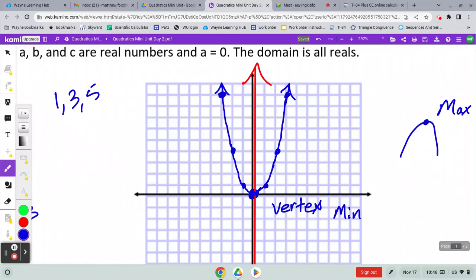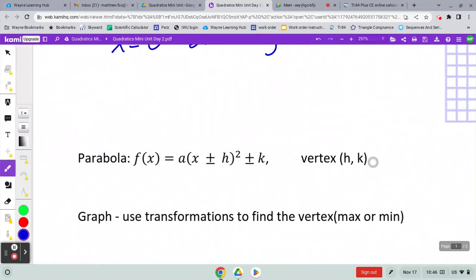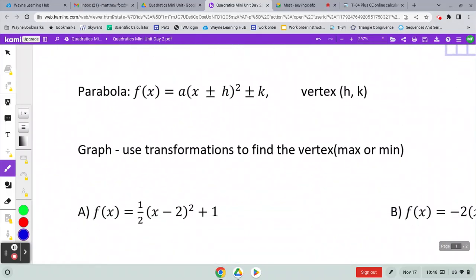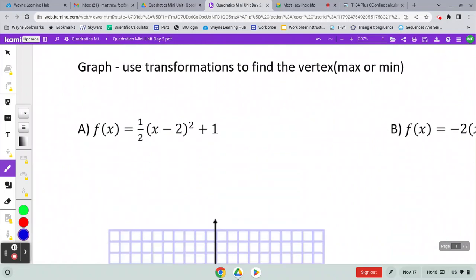Now, we're going to start. These bottom two are like what we did yesterday. This is called our vertex form. And the reason it's called a vertex form is because it's so easy to find the vertex. It's based on the shift that occurs.